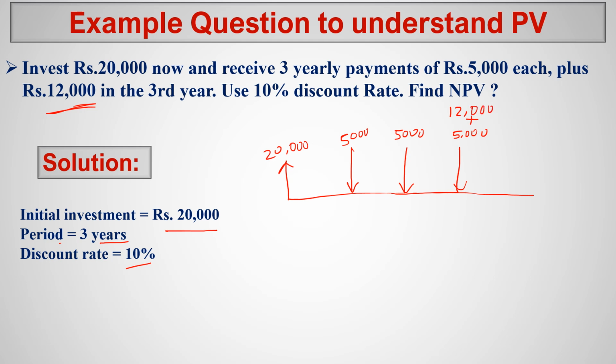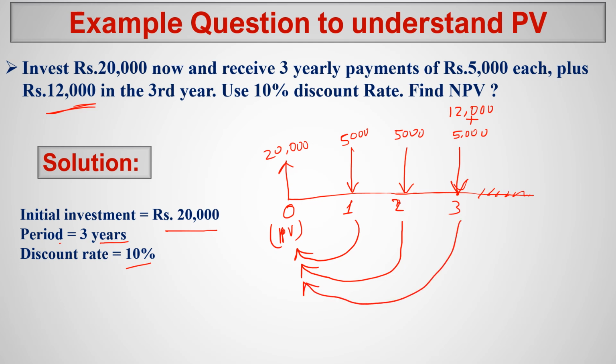So the project ends here. This is year 1, year 2 and year 3. This is the 0th timeline, so this is actually the present value timeline. What we are going to do is bring all the revenue to the present value timeline, and then find the net present value. This is the technique: all the revenue we bring to the present value and check what the net present value is. We are going to do this in the next slide.